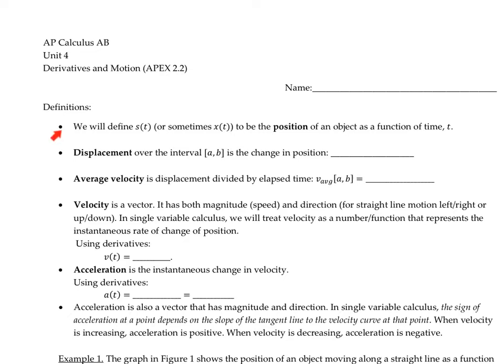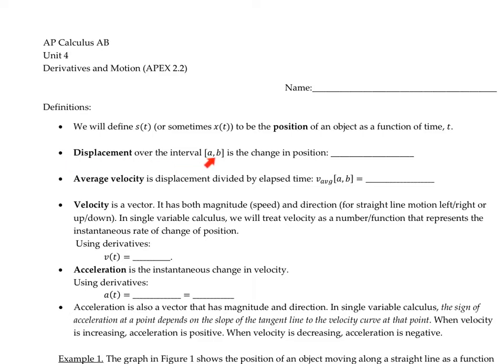Our first definition is our position function. We are usually going to call it s of t or x of t. This is usually for an object that's moving along the x-axis. And this is going to be the position of an object as a function of time, lowercase t. We want to make sure that in applied problems we have units on our position and we have units on our time. So for example, meters and then seconds.